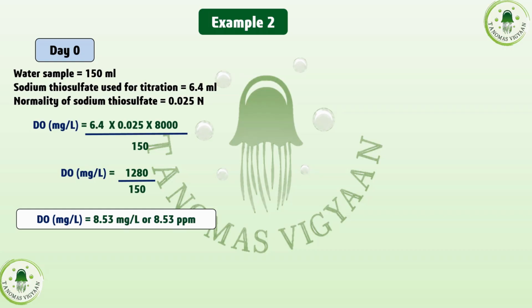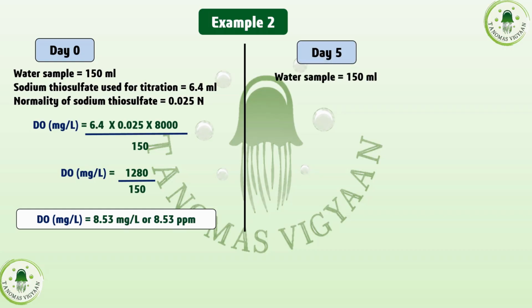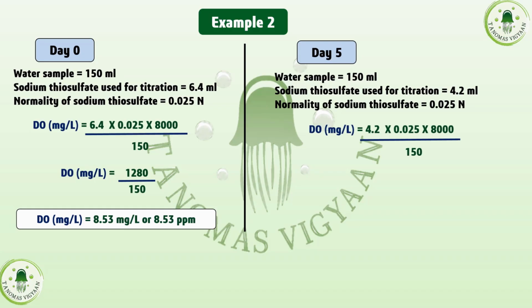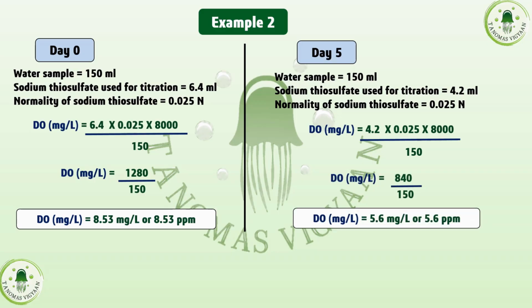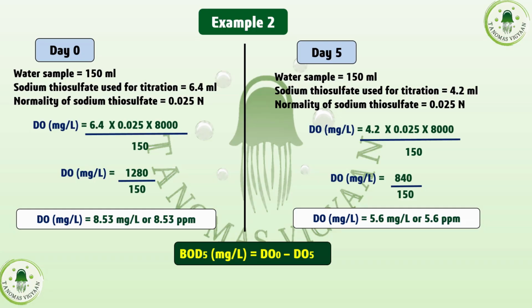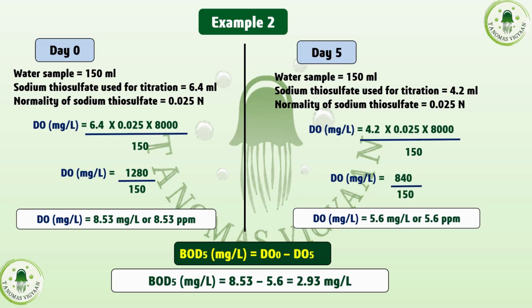Then you put it for incubation for 5 days, and after 5 days you take it out and do the calculations again. Here the sodium thiosulfate used for titration is 4.2 ml. The normality is the same, and you do the calculation as mentioned here. So your DO will be 5.6 mg per liter. That is your day 5 dissolved oxygen. Now BOD 5 is DO0 minus DO 5, which is 8.53 minus 5.6, giving 2.93 mg per liter. So your BOD 5 will be 2.93 mg per liter.